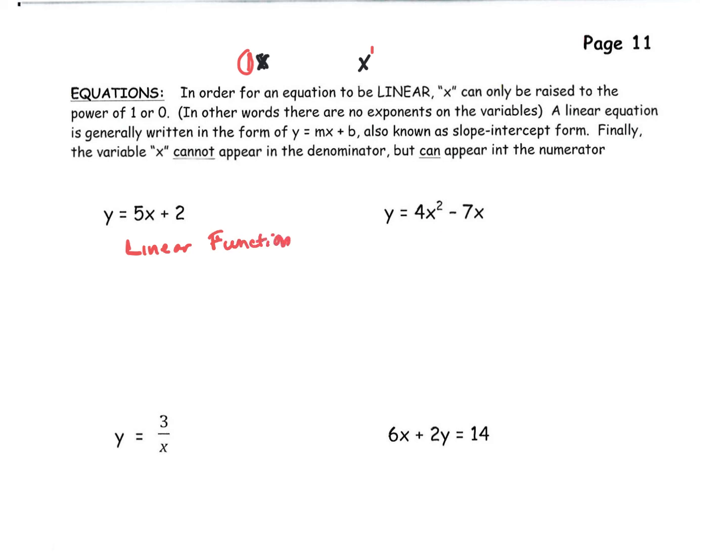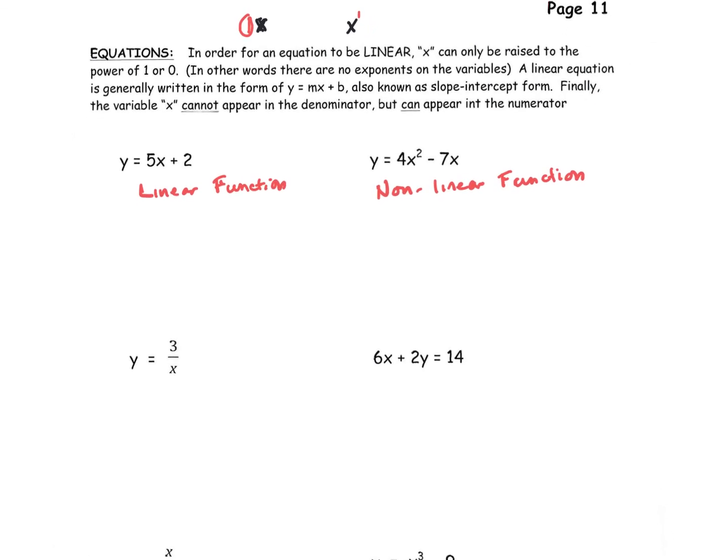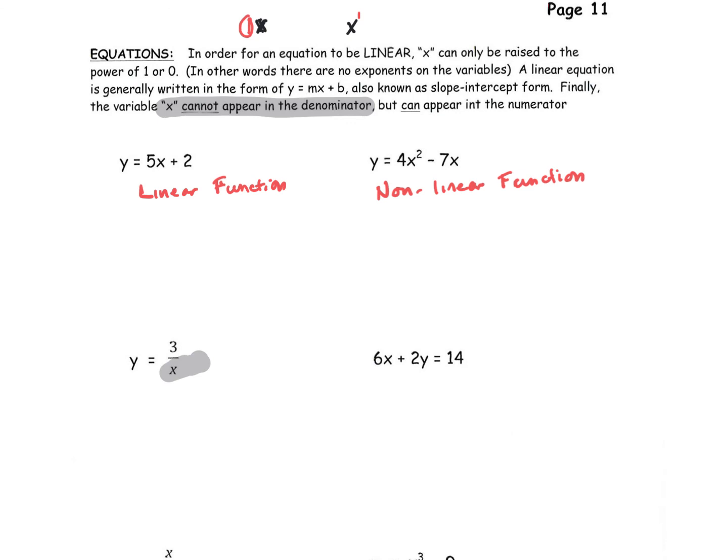If we go on to the next one, we can see that there's an x raised to the first power, but there's also an x raised to the second power. So this is immediately nonlinear. This is also a function. If you recall, we talked about that x can be raised to a power, but we cannot have, or x can be squared, but we can't have y squared when we're talking about functions. When we look at this next equation, it's set up at the top. It said that x cannot appear in the denominator. And right here, we see x in the denominator. So this is nonlinear.